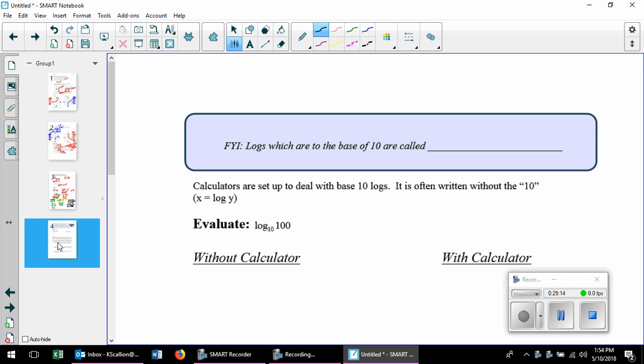Okay, logs that have a base 10, you smarty pants. Logs that have a base 10, what do we call those? What do we call them? They're not just logs. They're common logs. I'm so glad I got to teach you guys. It's hard being your teacher when you already know everything.